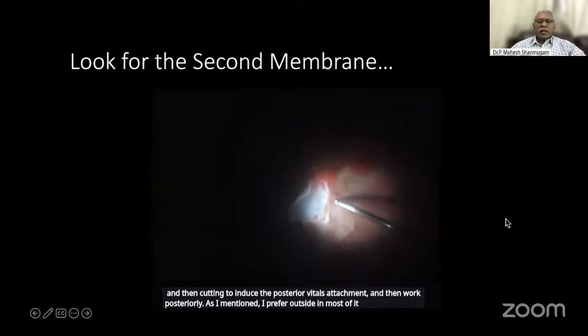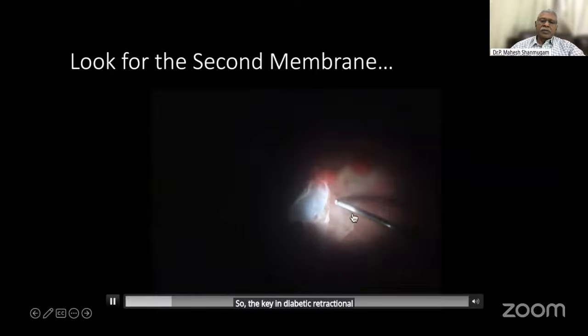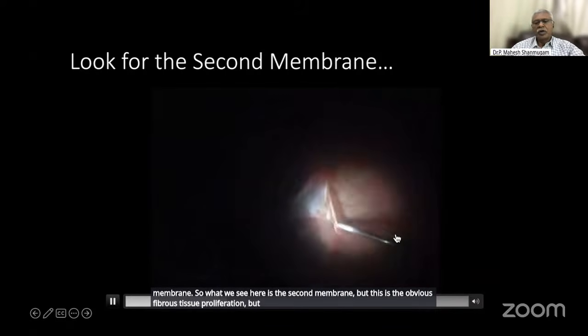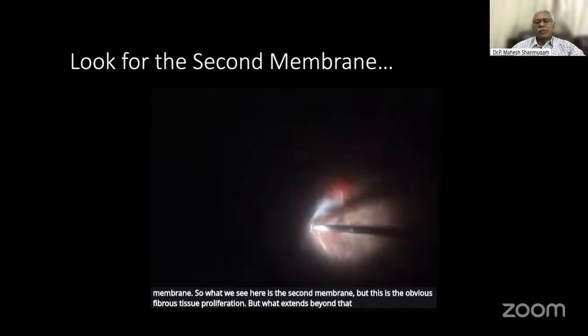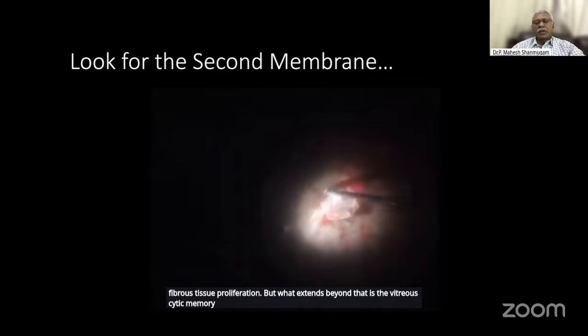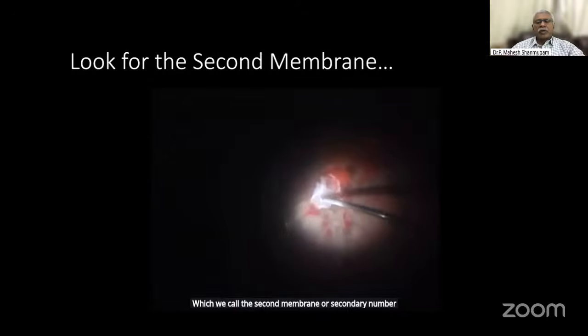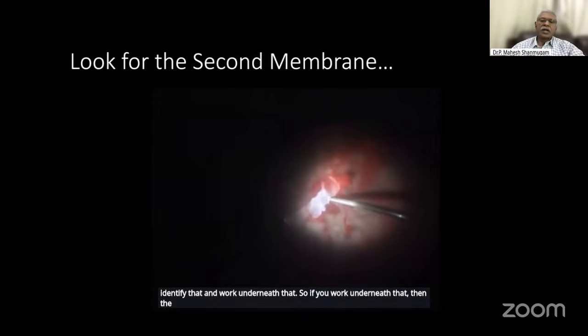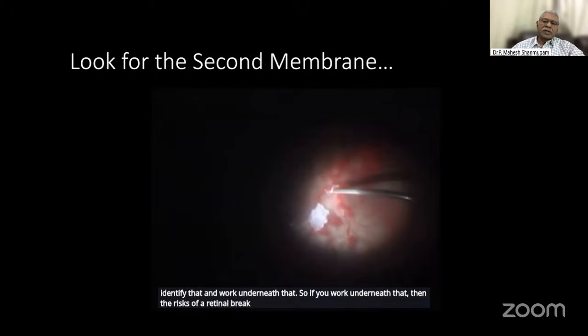So the key in diabetic traction retinal detachment is to look for the second membrane. So what we see here is the obvious fibrous tissue proliferation. But what extends beyond that is the vitreoschitic membrane, which we call the second membrane or secondary membrane. So it's preferable to identify that and work underneath that. If you work underneath that, then the risks of a retinal break or bleeding are much less common.